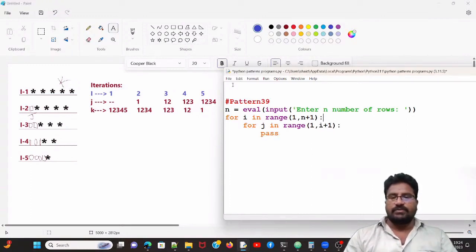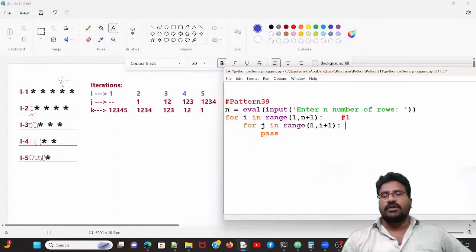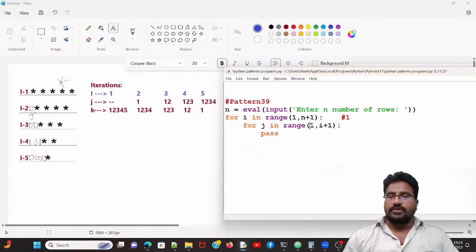Why I plus 1? When I value is 1, how many times does J iterate now? Starting 1, ending 1 plus 1, that is 2, 2 before 1, so 1 to 1 means one time iterating. I don't want even one time. Let's take I. So start value 1, end value I is 1, 1 before 0, 1 to 0, so no iterations.